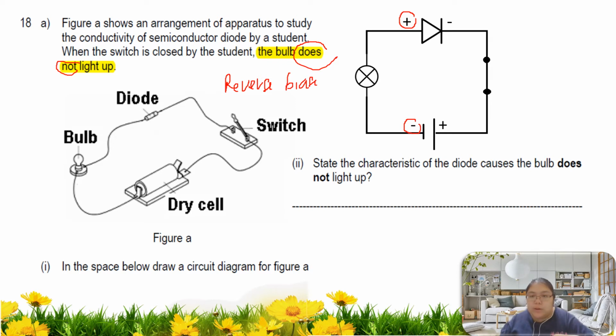So the switch is closed, the bulb does not light up. Now you can state the characteristic of the diode that causes the bulb not to light up. What characteristic of the diode can make the bulb not light up? The characteristic is the wrong connection, so we just write reverse bias. I think they got the answer already, so I just erase. They will show the answer: reverse bias. This is the characteristic of the diode because of the wrong connection.